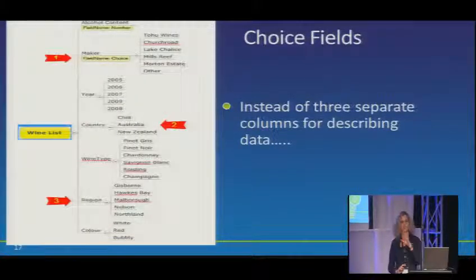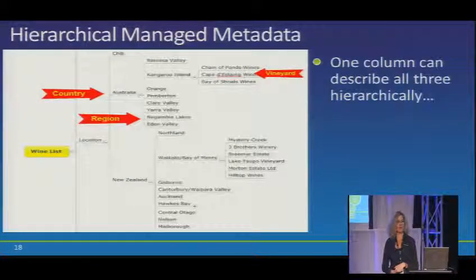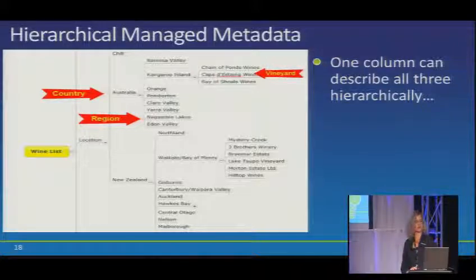So what we've done when I showed you the wine list was we had our individual fields, and instead of having 3 separate columns for describing that data, what we find is easier is to have one hierarchical term set. So we've got here a location which breaks it down into country and then into vineyard within that country, within that region. So you can have multiple levels, but the idea being that you're talking about one column rather than 3.